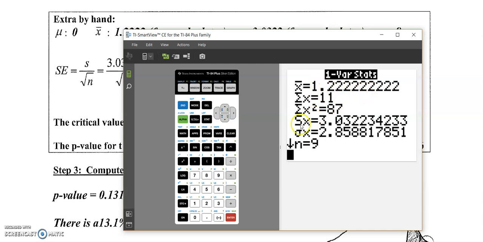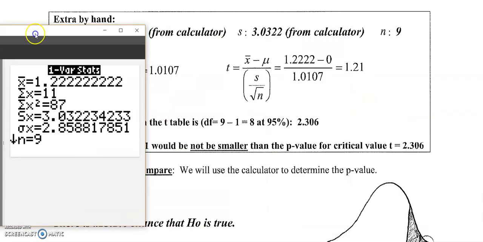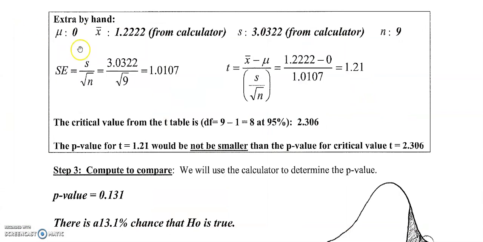And our standard deviation is 3.0322. So we're going to pull from that our x bar is 1.22222, our standard deviation is 3.0322, and n is 9. So again, it's a t-test. We find our SE. We take our sample standard deviation divided by the square root of n. So 3.0322 divided by the square root of 9 gives us 1.0107.